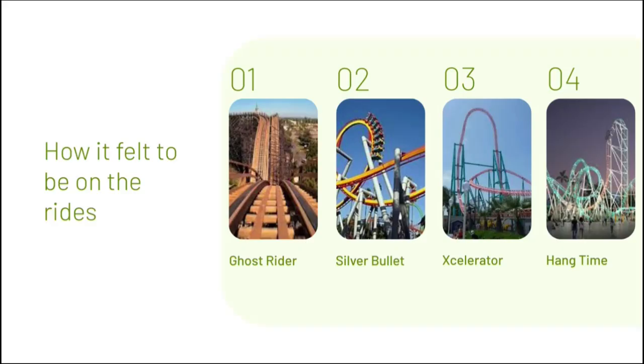There were lots of ups and downs and accelerations and decelerations. So that is what you felt on that one. For the next one, which is Silver Bullet, you feel a lot more kinds of forces. This roller coaster is very twisty, very curvy, and has lots of inversions.